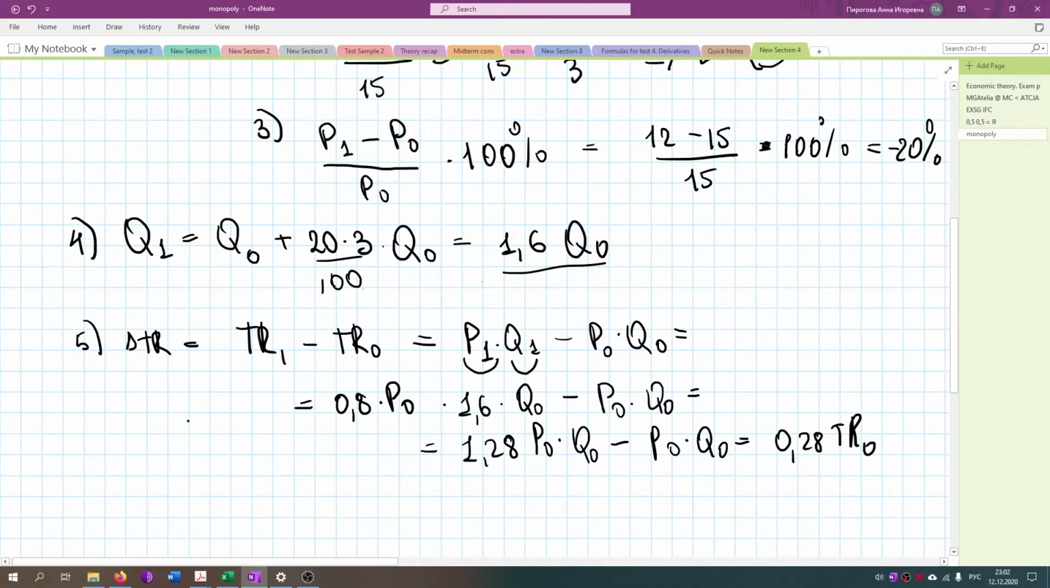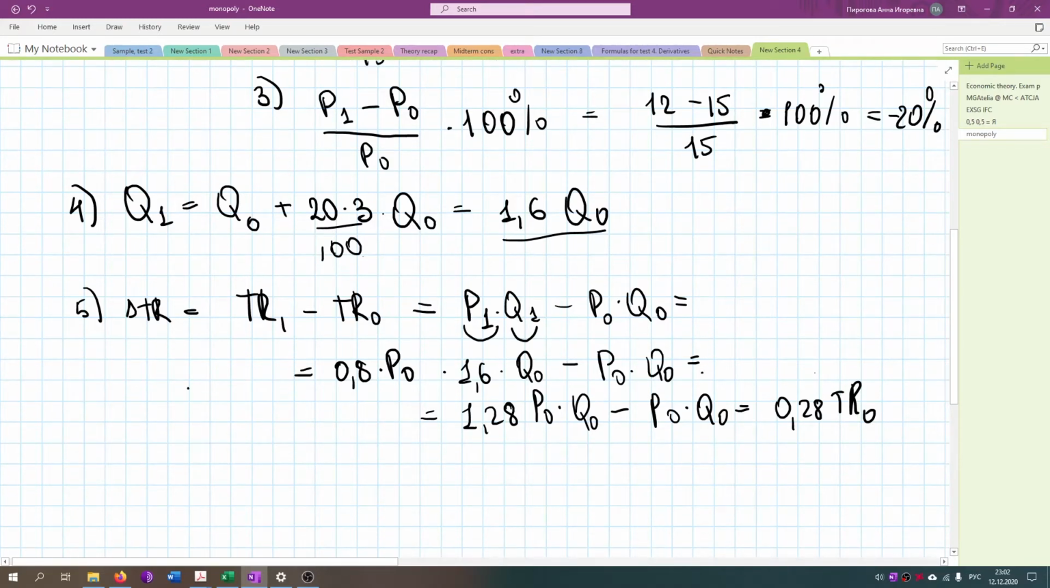As the answer is positive, this number is more than 0. This means we have an increase, or a 28% increase in total revenue. So if we had, for example, minus 0.3, we would write that we have a 30% decrease in total revenue.